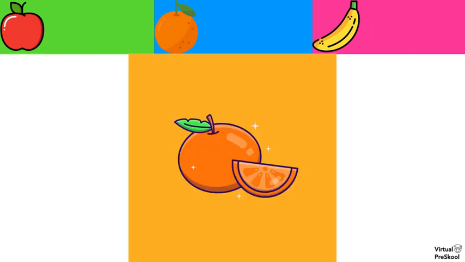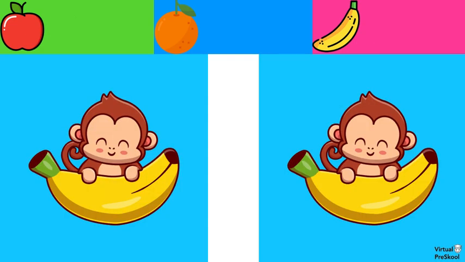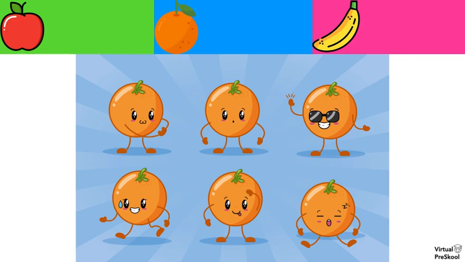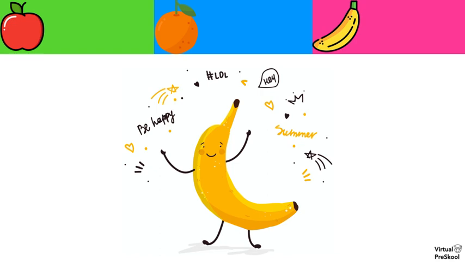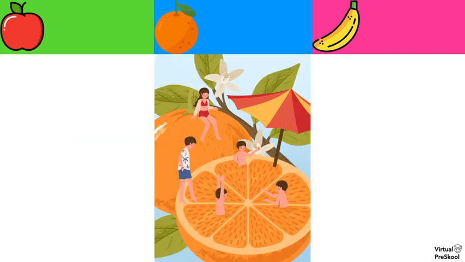Kela. What is orange again? Santara. What is apple again? Seb. What is banana? Kela. What is apple again? Seb. And what is orange again? Santara. What is banana? Kela. What is banana one more time? Kela. And what is orange?